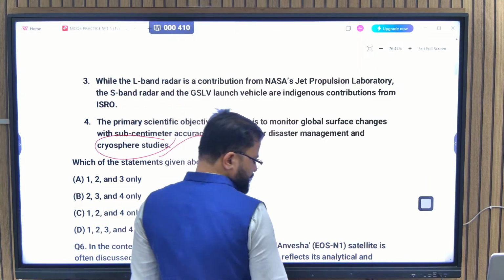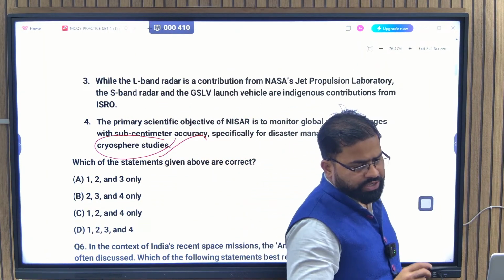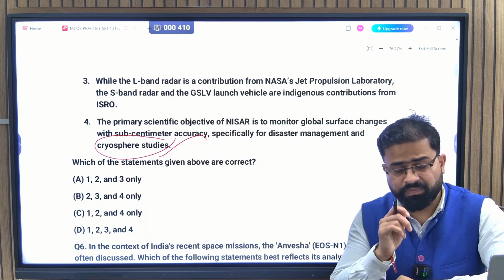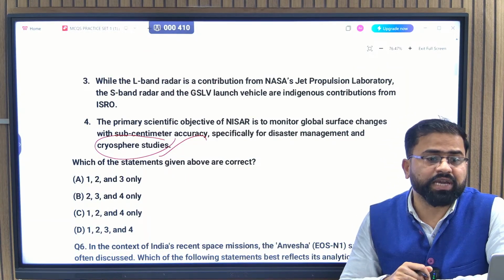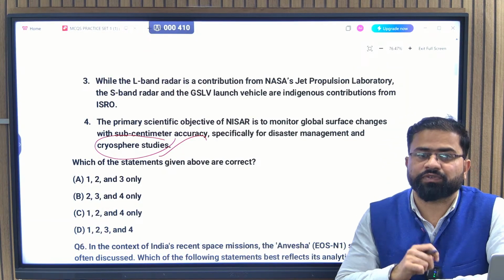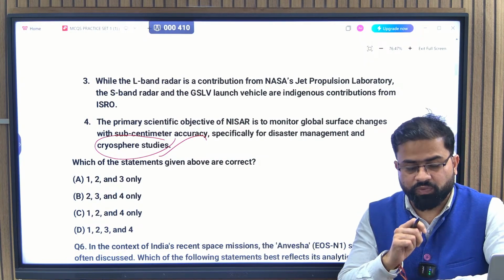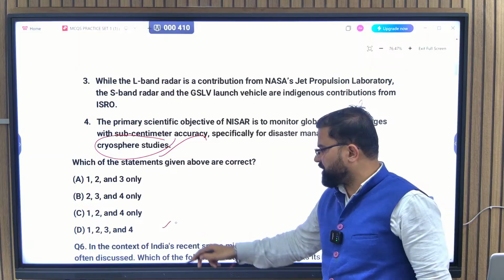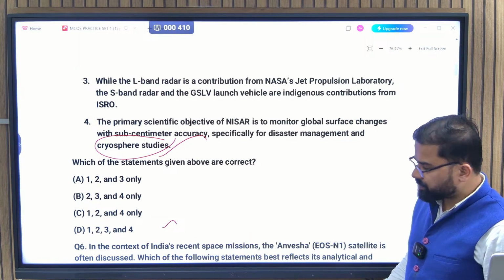We have discussed that when you talk about NISAR, what are we using? Synthetic aperture radar. This particular mission has basically been developed so that we can measure what? Glacier retreat, cryospheric changes, sea level changes. And here is the term cryosphere. So ultimately all four statements are correct. Clear?